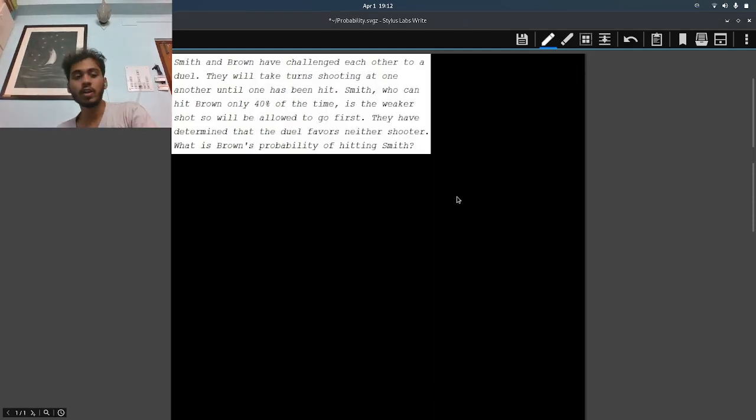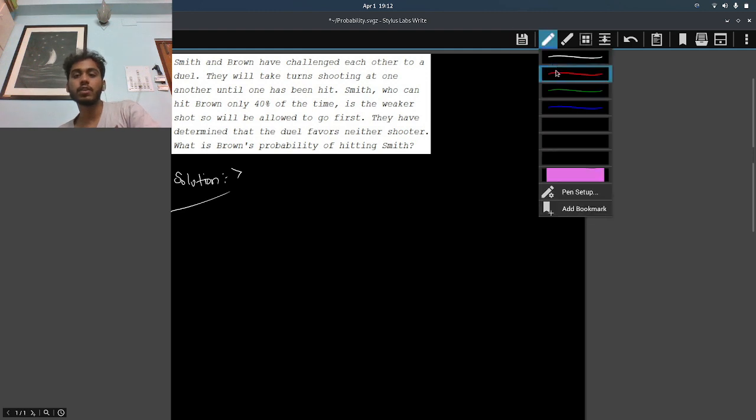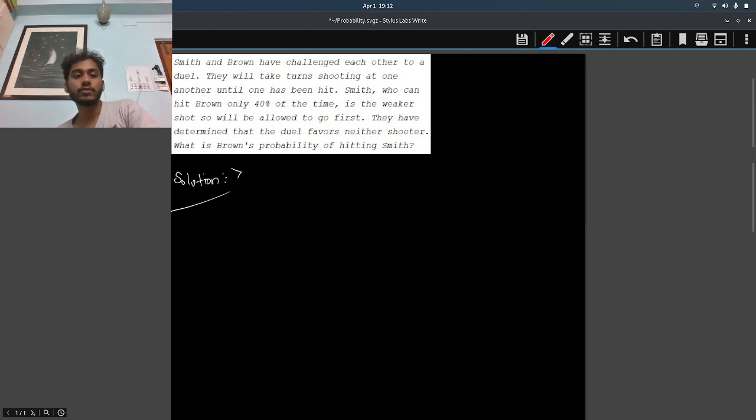So let's solve another new question today in probability. Let's read the question first. The question says, Smith and Brown have challenged each other to a duel. They will take turns shooting at one another until one has been hit. Smith, who can hit Brown only 40% of the time, is the weaker shot, so will be allowed to go first. They have determined that the duel favors neither shooter.